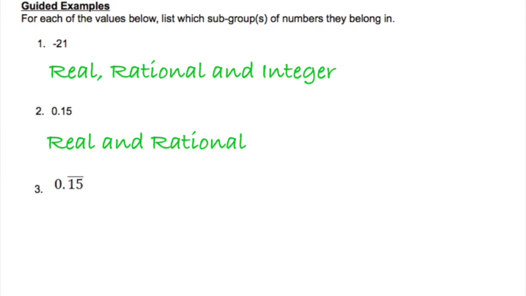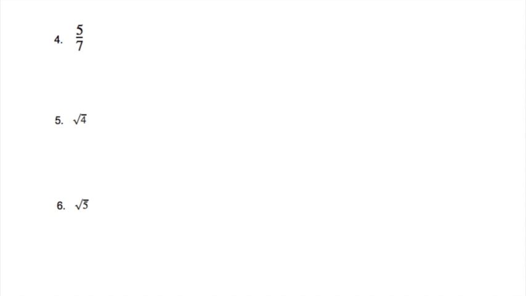Lastly, 0.15 repeating. This is a real number and it's rational. Even though it's a funky decimal that goes on forever, we can actually write that as a fraction, and we're going to learn how to do that in a little bit. Next, we have 5 sevenths. 5 sevenths is a real number, and it's also a rational number. Obviously, it can be written as a fraction because it's given to us as a fraction.